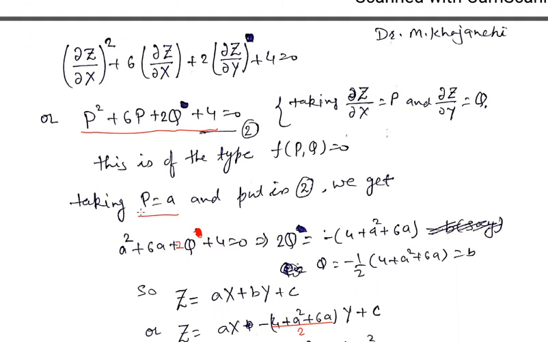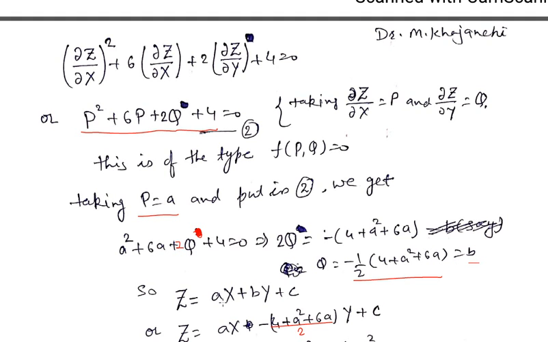So let's take P equals A. Here P is capital P. Capital P equals A. Putting this P equals A here, we will get the value of Q. So we get A square plus 6A plus 2Q plus 4 equals 0. When we simplify it, we get Q equals minus half of (4 plus A square plus 6A). Let's say this is B.